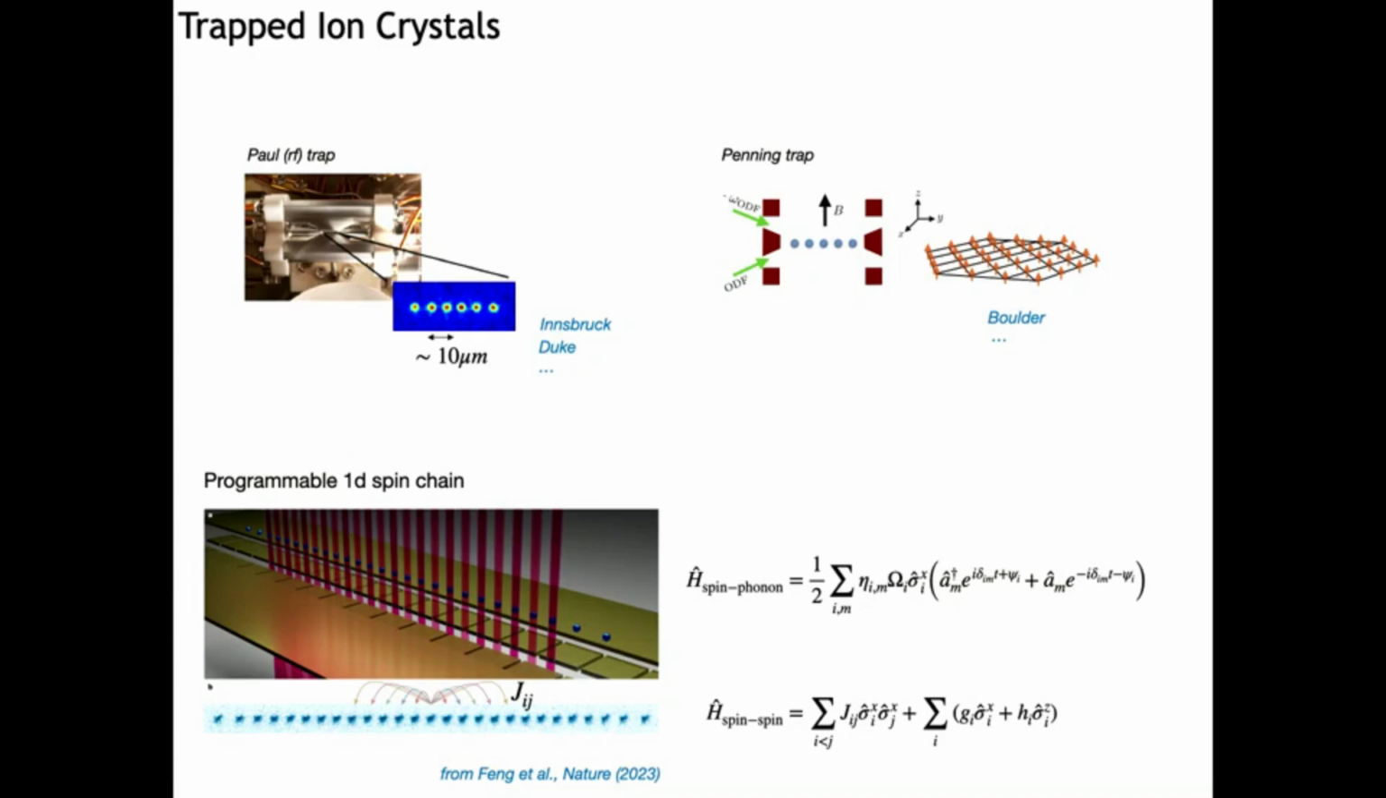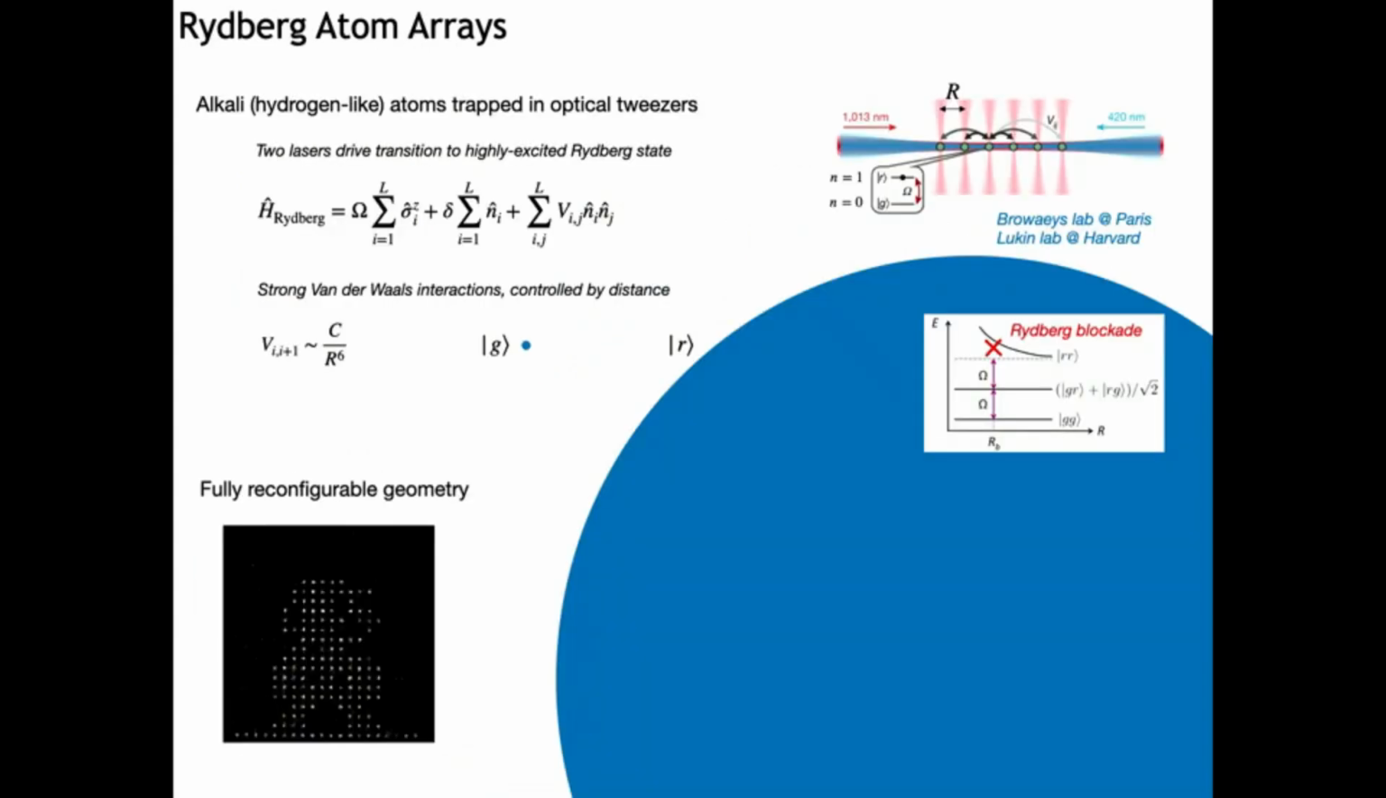Also, for trapped ions, it's natural to have a 1D array. But in the case of Rydberg atoms, as this funny movie shows, you can have an arbitrary geometry. So you can place your spins on a Kagome lattice and have strong interactions. And so it's really far from being a solvable problem in general.